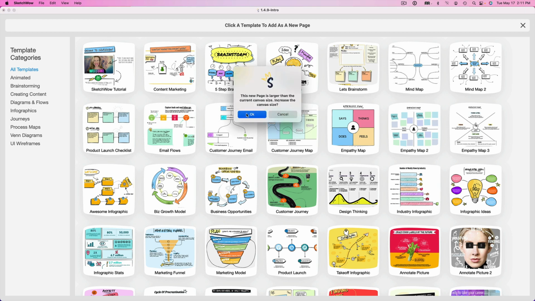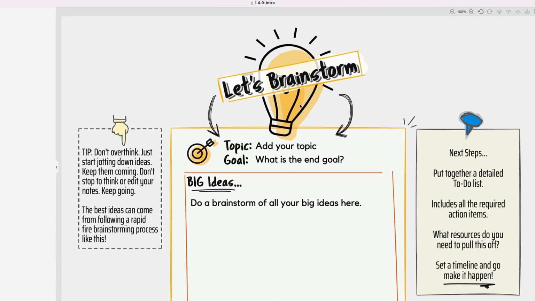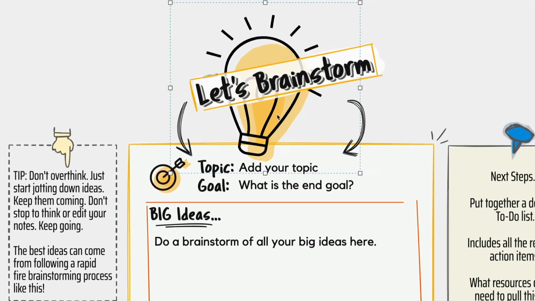It's going to warn me that the actual template size is larger than the current canvas size. So I'm going to increase the canvas size, that's no problem. And voila, here's the template. You can see it's now added this page 4. Now let's suppose I like this kind of cool light bulb graphic. So I'm going to click on that, make sure that everything is selected, right?